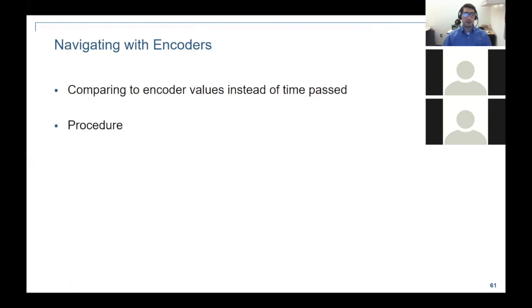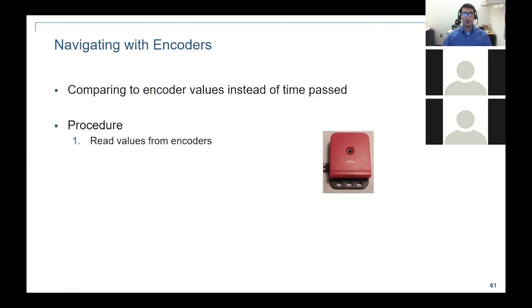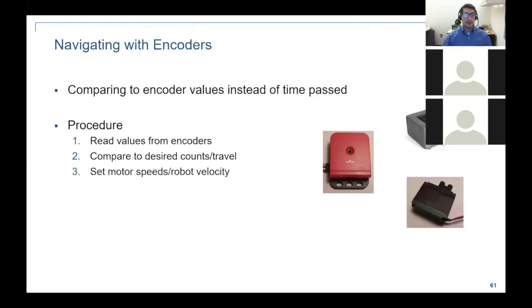The procedure is reading the values from the encoder first, so obtaining that information. Then we compare to some desired counts. Generally the information that encoders give us is how many counts or ticks have transpired since the encoder first started counting rotations. Then we set the motor speeds or the robot velocity. And if necessary, if we are starting a task completely new, we can reset the encoder counts. This is optional. And we repeat this for every sample time of our algorithm.